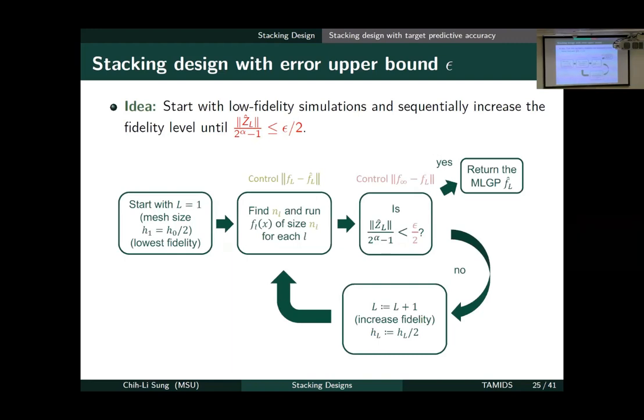We start with this very large mesh size, lowest fidelity, and then we find the sample size by controlling this emulation error. And then we detect whether this is satisfied to determine whether the simulation error is really small enough. If not, we increase the fidelity with this smaller mesh size, and then we go back to find the sample sizes again until this simulation error is really bounded by this half of epsilon, and we return our multi-level interpolator.